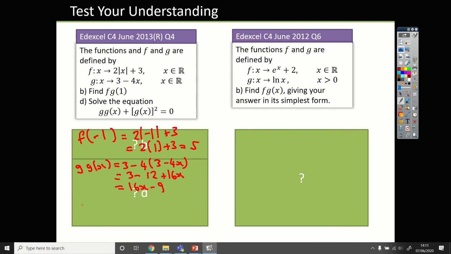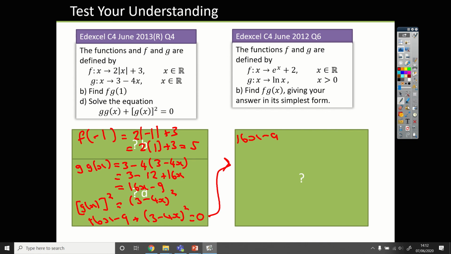G of x squared, it helps to have these square brackets to really make it clear. I just need to square g of x, 3 minus 4x, all squared. Add these up, make it equal to 0. So 16x minus 9 plus 3 minus 4x all squared equals 0. Now I'm going to use this space. So 16x minus 9 plus, expand the brackets, 9 minus, it'll be minus 24x. Will it? Hang on. Yes, 24, and then plus 16x squared equals 0. Tidy up.